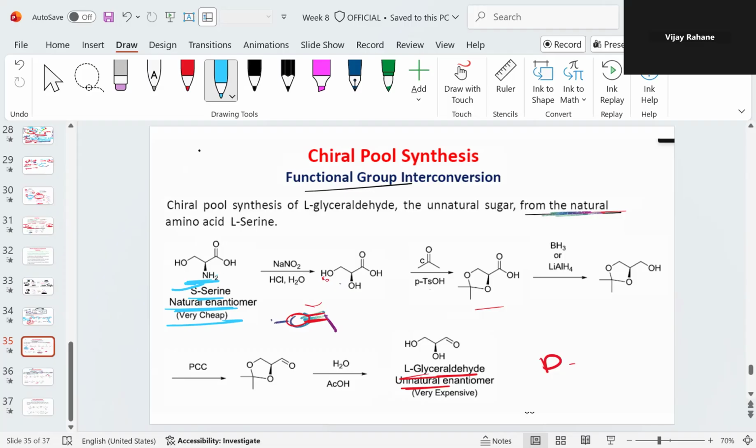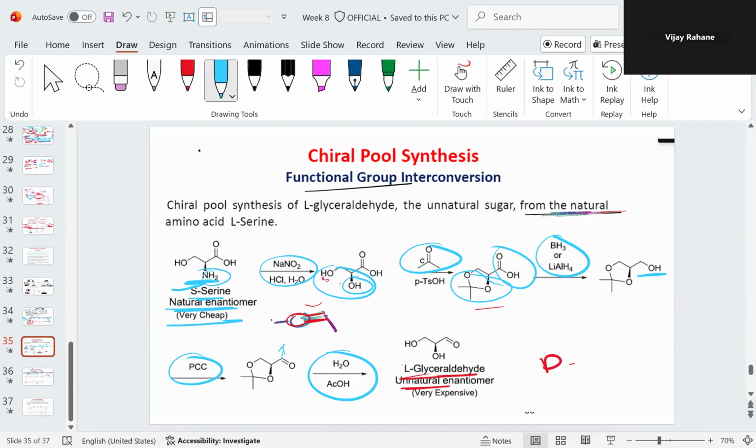We can convert this S-serine using NaNO2 plus HCl. We can convert this NH2 group to a hydroxy group, followed by acetone. So 1,2 diol protection we can do with this acetone. Then BH3 or LiAlH4. So basically we did the acid reduction, the acid converted into alcohol. Then again we did the PCC oxidation. So this primary alcohol converted into the aldehyde, right?